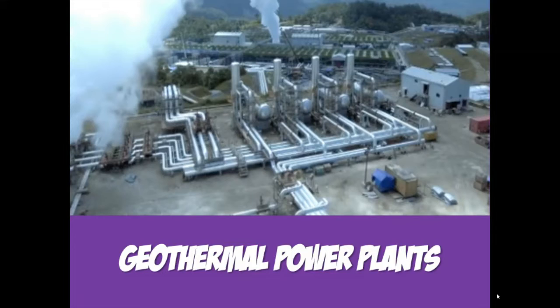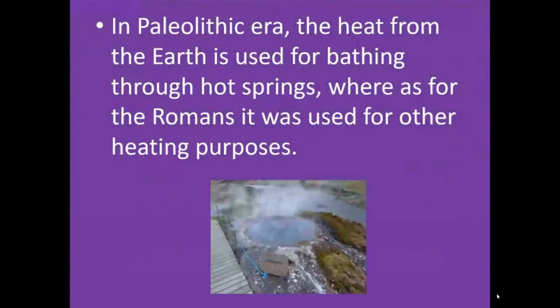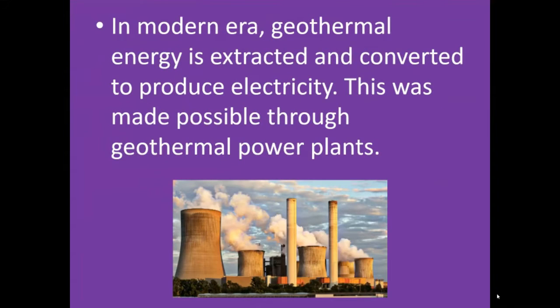And then in terms of geothermal power plants, Earth's geothermal energy is used in many ways. So in Paleolithic era, the heat from the Earth is used for bathing through hot springs, whereas for the Romans, it was used for other heating purposes. In modern era, geothermal energy is extracted and converted to produce electricity. This was made possible through geothermal power plants.